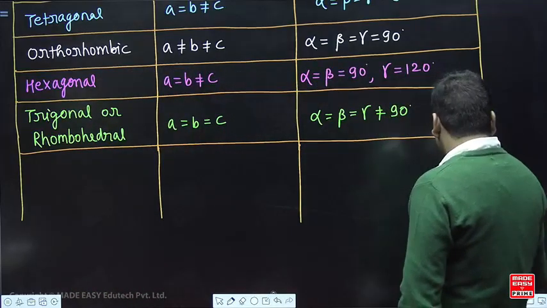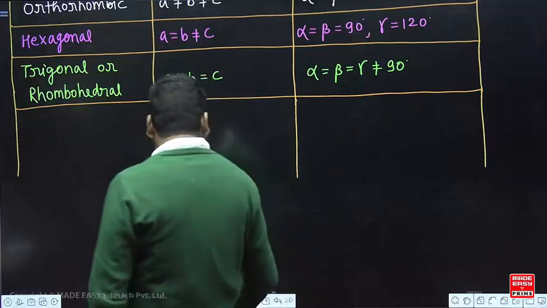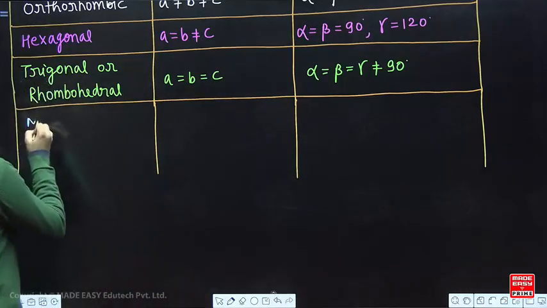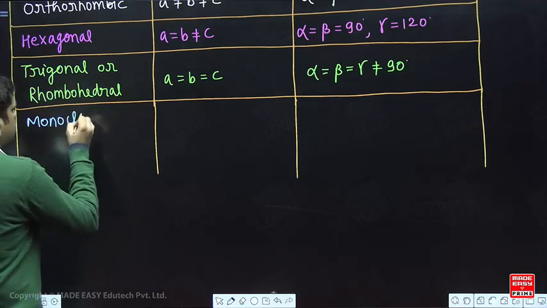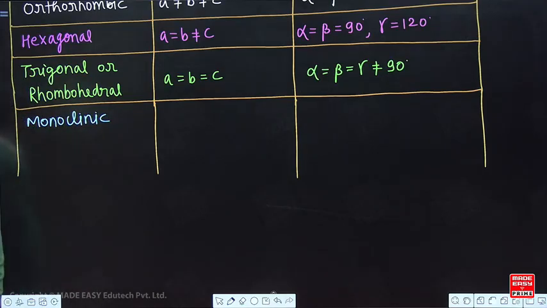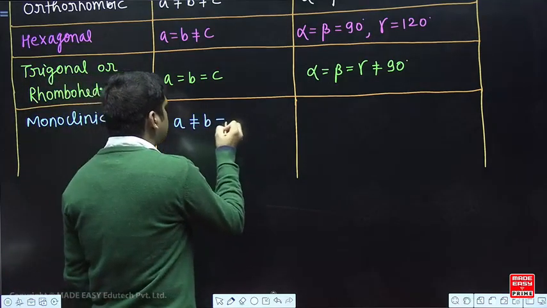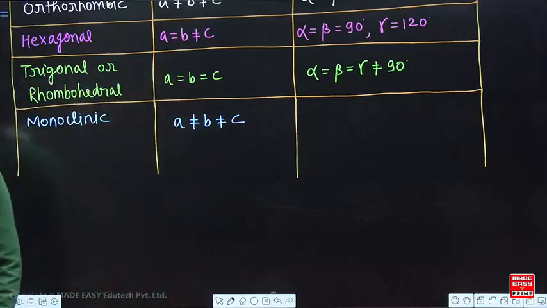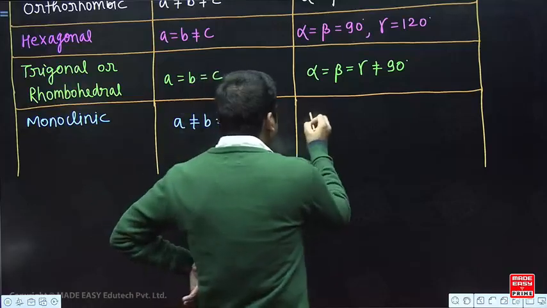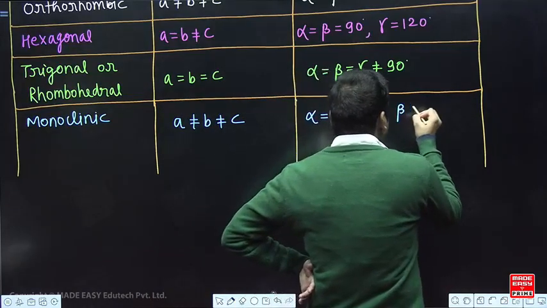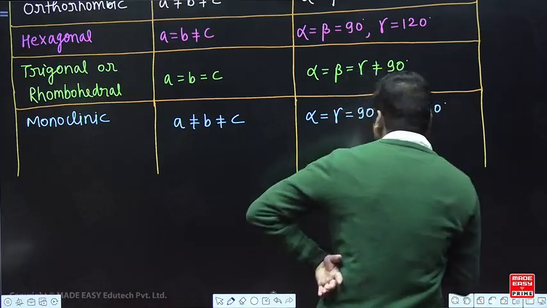Next is monoclinic. In monoclinic, A does not equal to B, does not equal to C. Alpha and gamma are 90, but beta does not equal to 90.